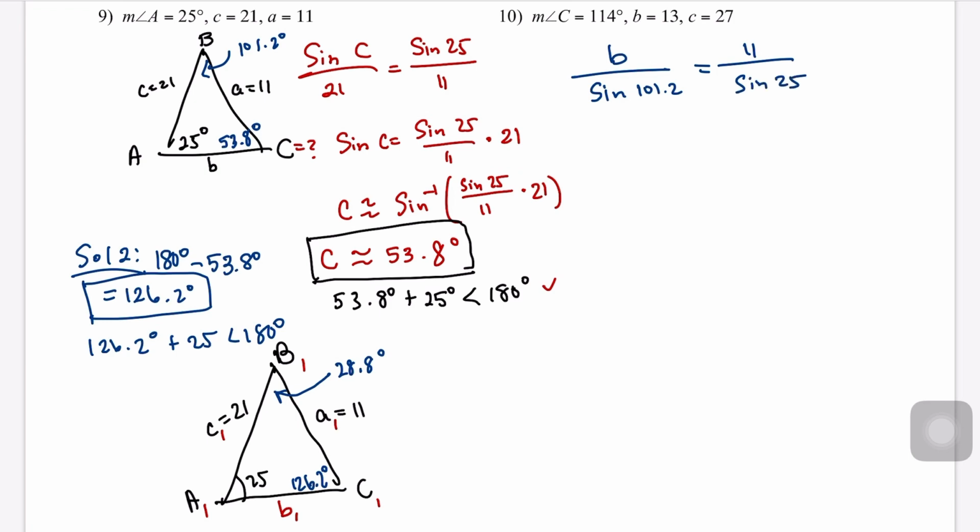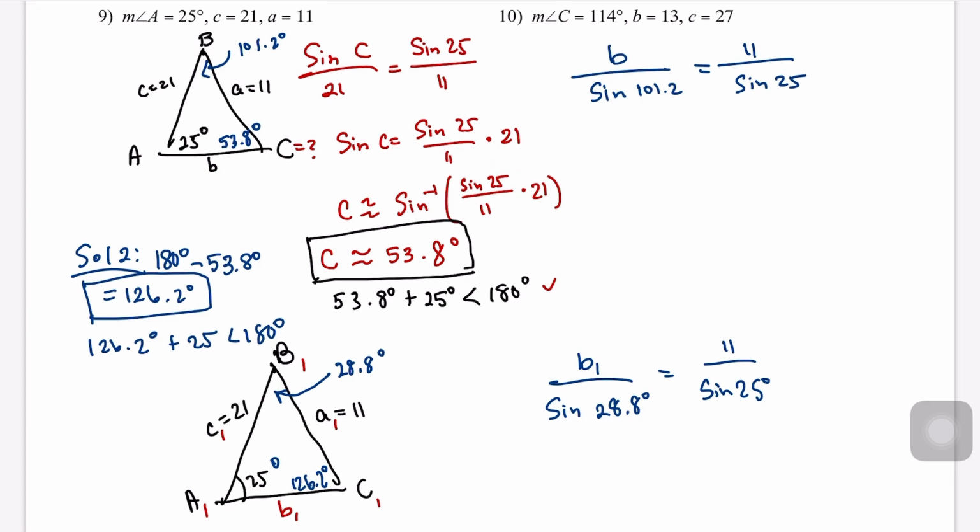And this bottom one is going to be a similar situation in that we're going to want b1 on top, followed by sine B at the bottom. So that's, in this case, 28.8. Okay, equals, I'm going to grab just a again. So 11 over sine 25. Note that you could have used sine C as well. I just prefer using the smallest number if possible.